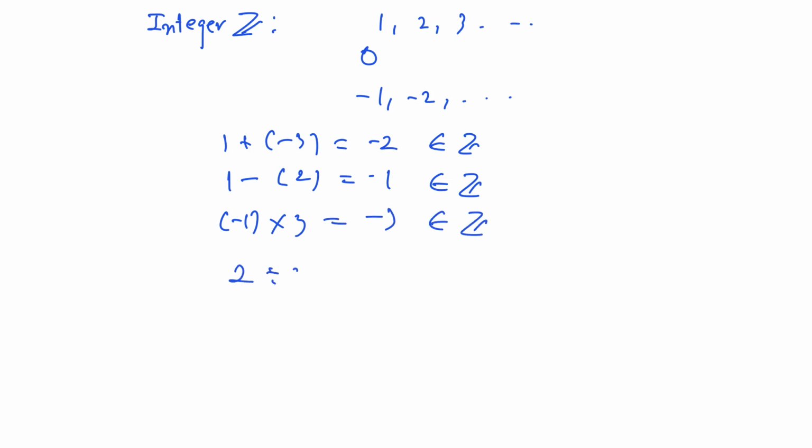2 divided by 3, nevertheless, still doesn't belong to integers. So the first number system that is closed under the 4 arithmetic operations, this is called the 4 arithmetic operations.